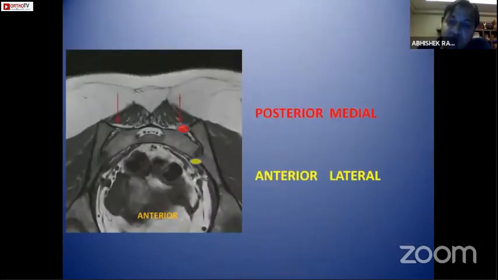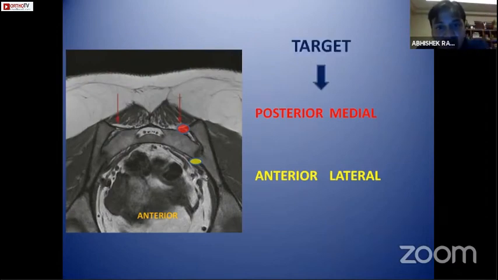So taking a transverse section of the sacroiliac joint, we see that there is a posterior and a medial aspect of the joint in the transverse section, and the anterior and the lateral aspect. That is, the anterior side is actually lateral to the posterior side. So when we enter posteriorly, which is the approach to this joint in case of injections, the target is the posterior medial joint line.